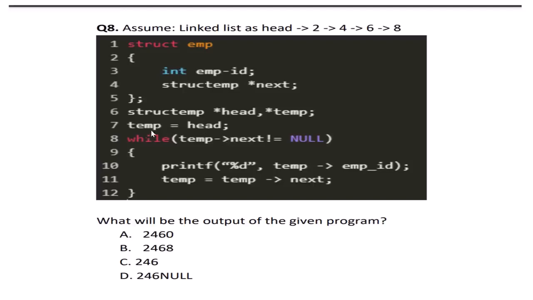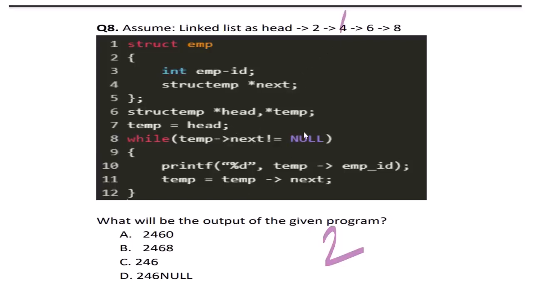We are taking the head in a temporary variable, and head is 2. In the first iteration, what we will check is: is next of 2 null? No, next of 2 is not null, it is 4. So we will print 2. Then we make the temporary variable equal to whatever is next to it. So now the temporary variable will point to 4.